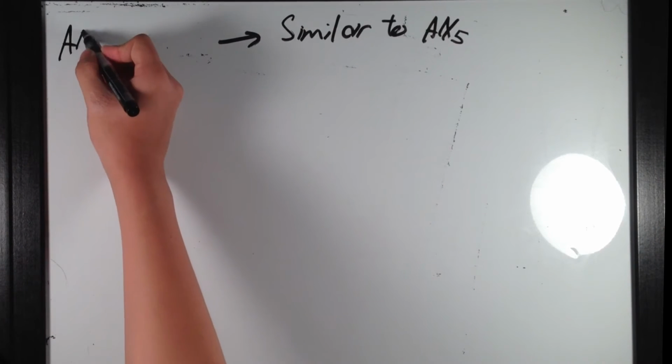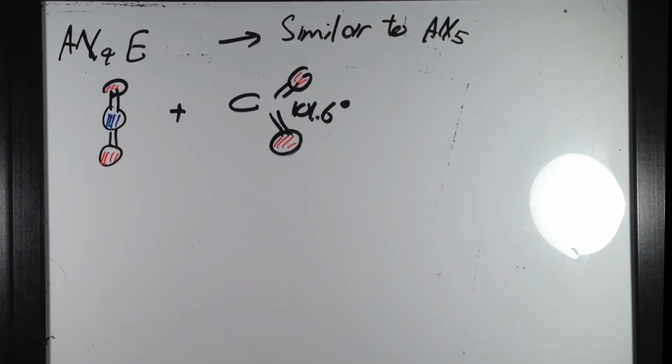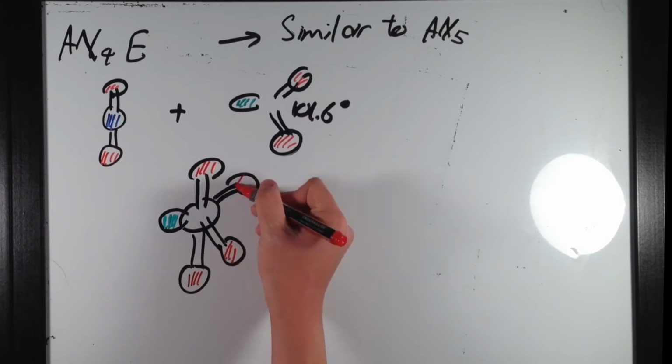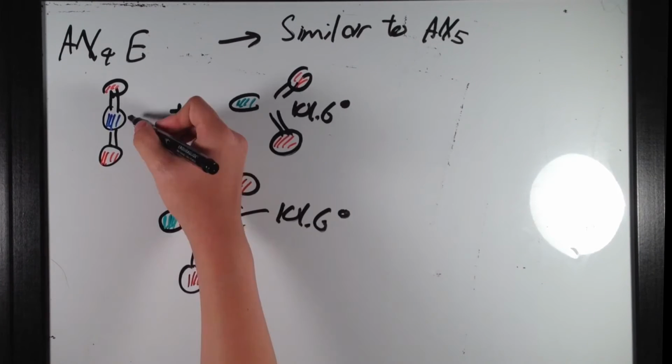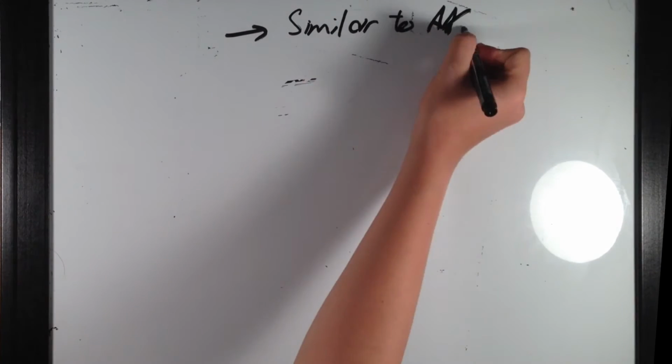AX4E, this variation is called the seesaw shape. In this case, the electron pair replaces 1 atom of the AX3 atoms. The angle between the 2 remaining AX3 shaped atoms is 101.6 degrees.